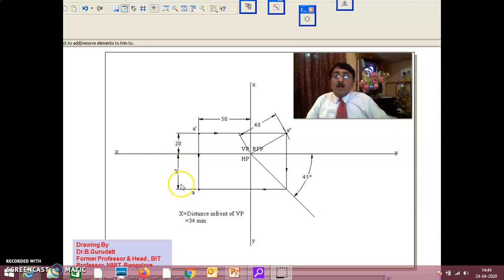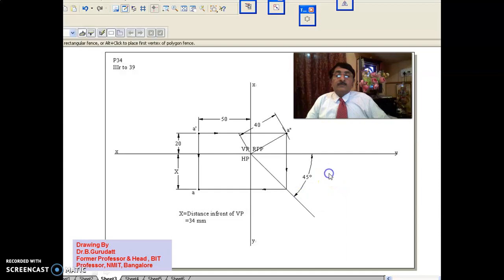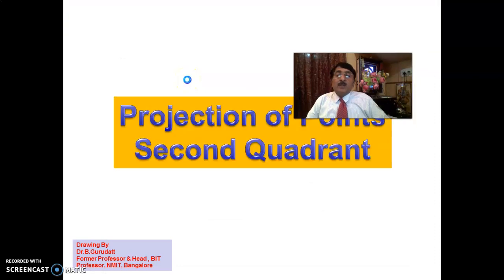Actually, this was in fact asked. It had not been given in this problem. You find X, which is the distance in front of VP, that is 34 mm. If you are done correctly, all should get the same answer. This is 34 and 39 in the VTU textbook. It will be the same problem.